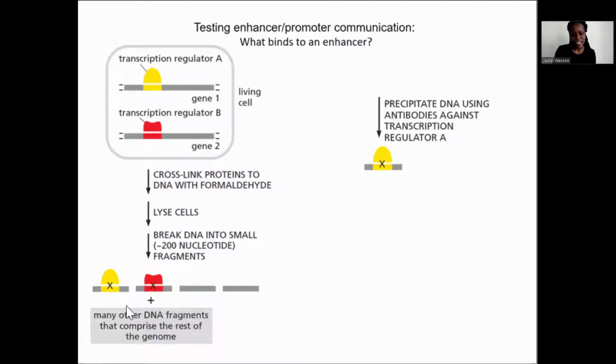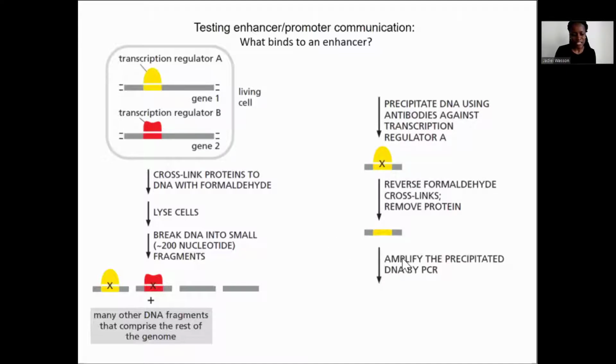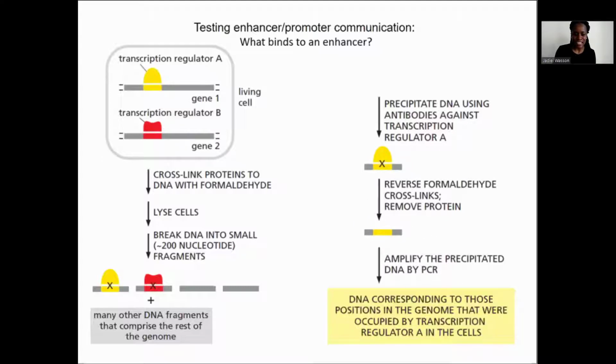Next, you precipitate out that DNA using those antibodies. You pull it down, and then you reverse cross-link so you can remove the protein and just keep the DNA that was associated with that protein. Then you amplify your specific piece, and then you can map that back to the genome and figure out what different DNA pieces that particular regulatory protein bound to. So you can sequence and map.